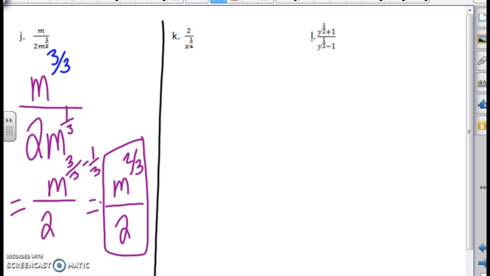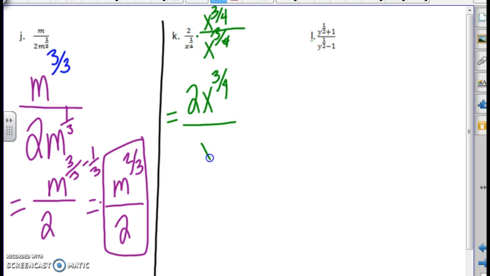And in order to do that, I'm missing 3/4. So you always got to think, what am I missing? You need 3/4 more to make this whole. So you're going to multiply by x to the 3/4 over x to the 3/4. And the reason that you do that is so that you have 2x to the 3/4 over x to the 1 whole. 4/4 is 1 whole. So when I combine these two right here, this gives me x to the 4/4, which equals 1 whole.